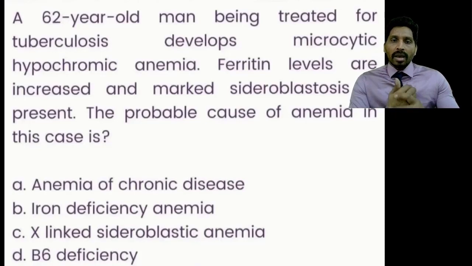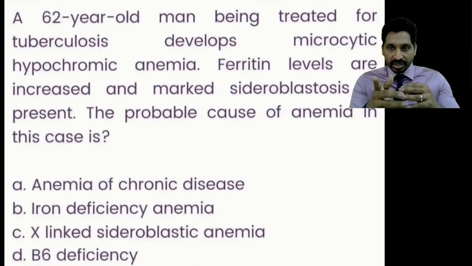A 62-year-old man being treated for tuberculosis develops microcytic hypochromic anemia. Ferritin levels are increased and marked sideroblastosis is present. The probable cause of anemia in this case? The options are: A, anemia of chronic disease; B, iron deficiency anemia; C, X-linked sideroblastic anemia; and option D, B6 deficiency.